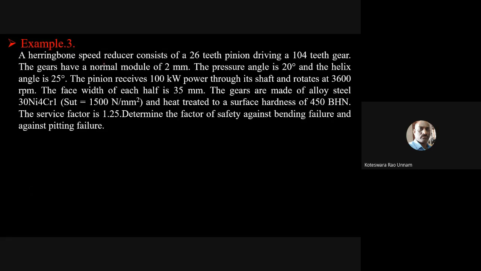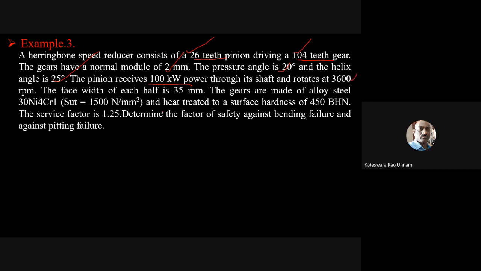Here, a herringbone speed reducer consists of 24 teeth on the pinion and 104 teeth on the gear. So the number of teeth on pinion and gear is given. Normal module value is also given, 2 mm. Pressure angle is 20 degrees. Helix angle is 25 degrees. Pinion receives 100 kilowatts power through its shaft and rotates at 3600 rpm. So pinion speed is also given.